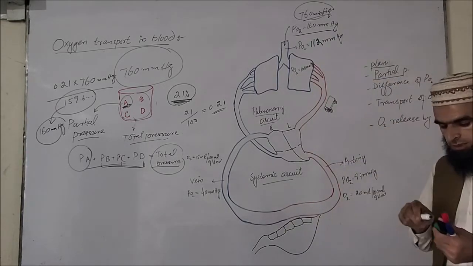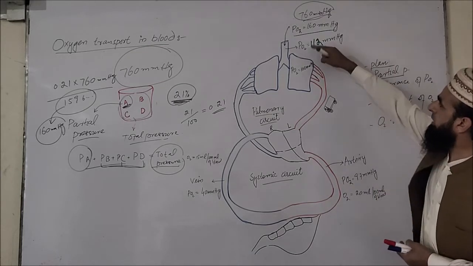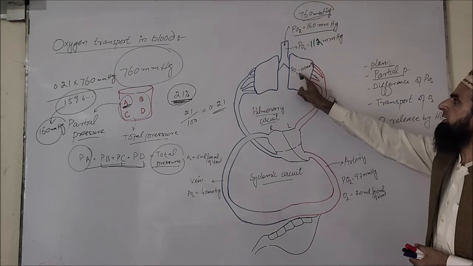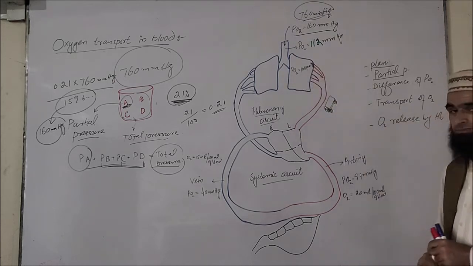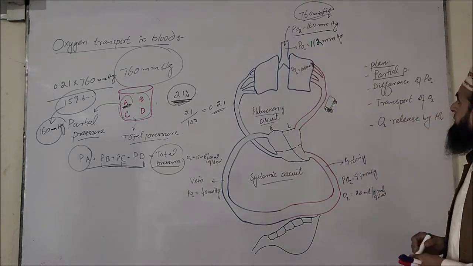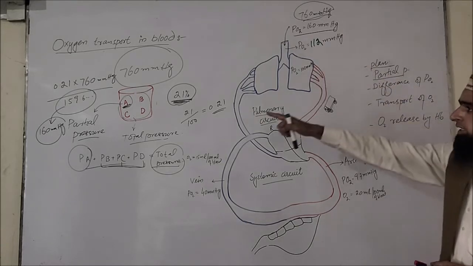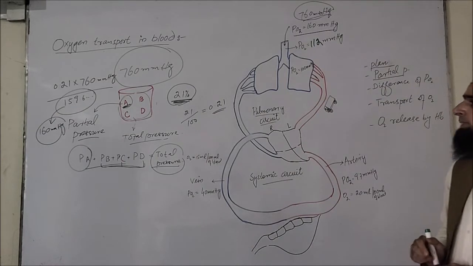The partial pressure of oxygen is reduced. So when the air reaches the lungs or alveoli, it becomes what? 100 millimeter of mercury. I have told you what partial pressure is. That concept is made clear.